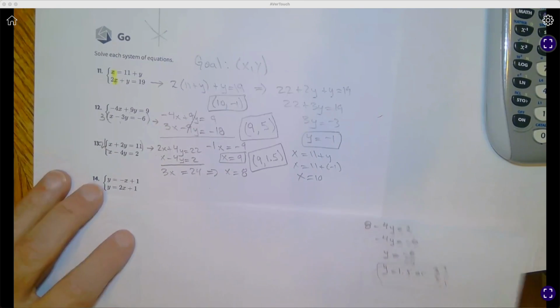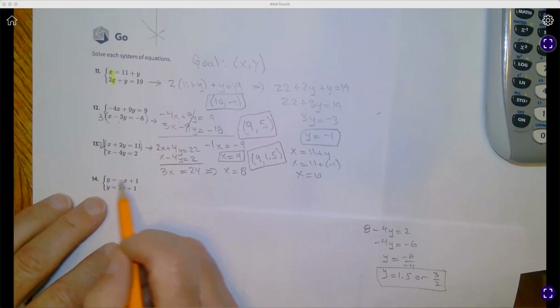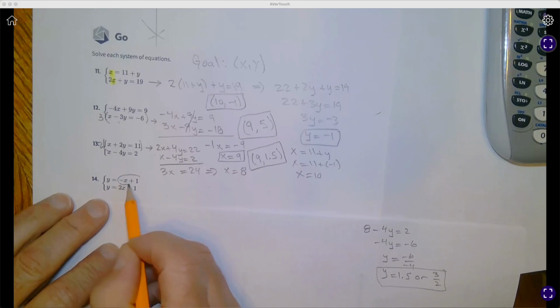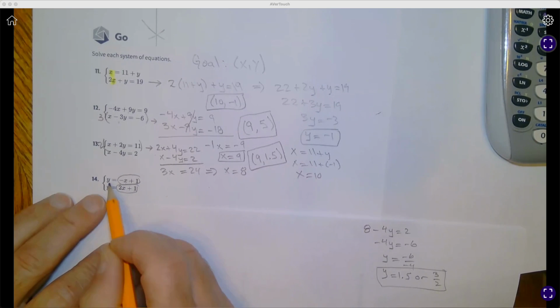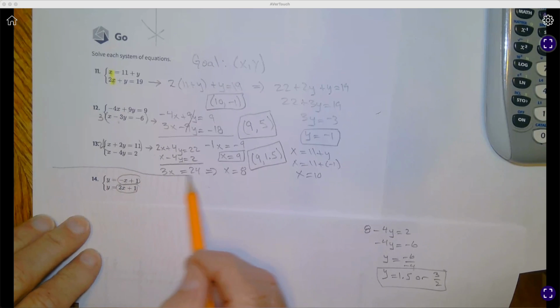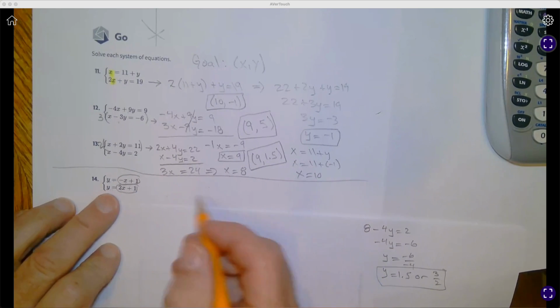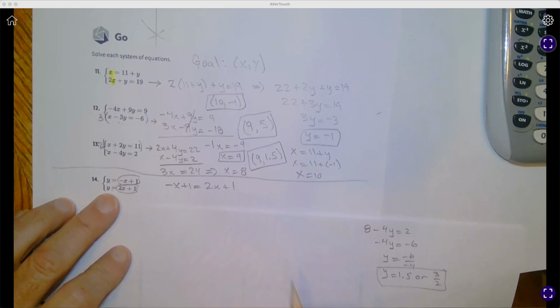Oh, I love this problem. Notice how it's y equals and y equals. Well, if that y equals that and that y equals that, then this y also equals that, right? These two things are equal because this y and this y represent the same number. So if this number equals that and that number equals that, then these are equal. This is called the equal values method. It's one of my favorite methods. It's when you have y equals mx plus b on both equations. You set your mx plus b's equal to each other.